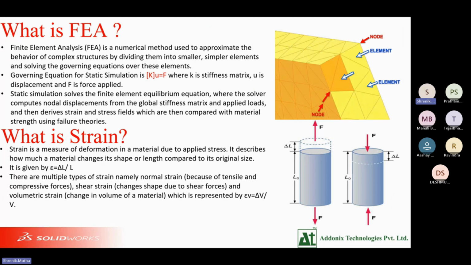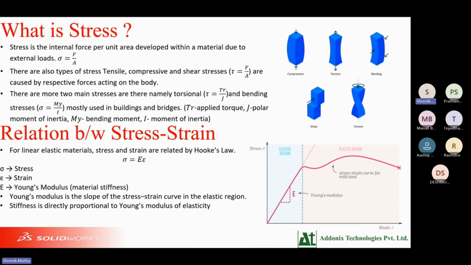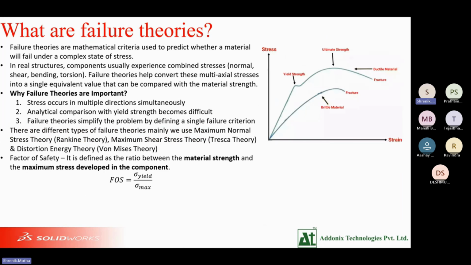So we'll just skip all the basic engineering concepts. I hope you guys are aware what is strain, stress, and what is the relation between them. Again, these are failure theories. We're going to use a lot of failure theories for simulation. Mostly we use von Mises, maximum shear stress, and Rankine theory, which is the maximum normal stress theory. Again, I won't go into all the failure theories. Let's start with the simulation and model setup part.